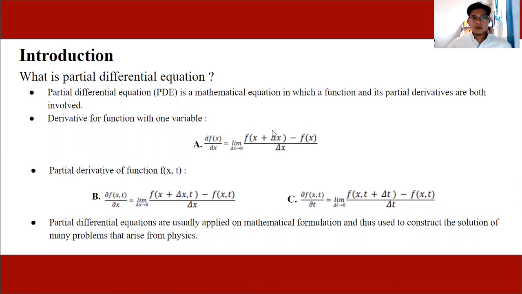A partial derivative expresses the rate of change of a function containing more than one variable. For example, the partial derivative of function f with variable x, t with respect to x can be expressed in a similar method with one variable function, such as in figure B here. Similarly, the derivative of a function f with variable x, t with respect to t will be represented as in figure C.